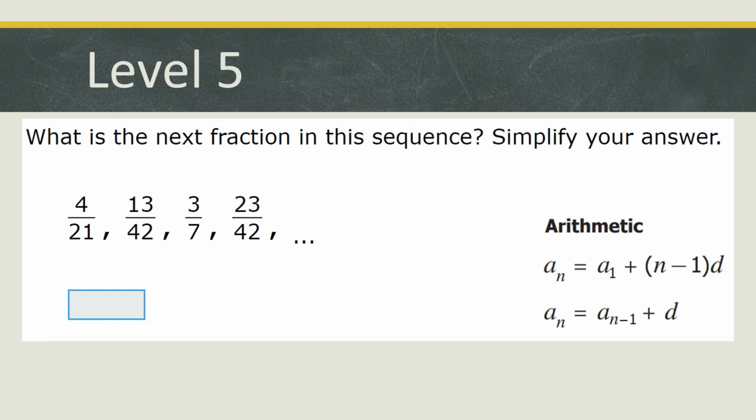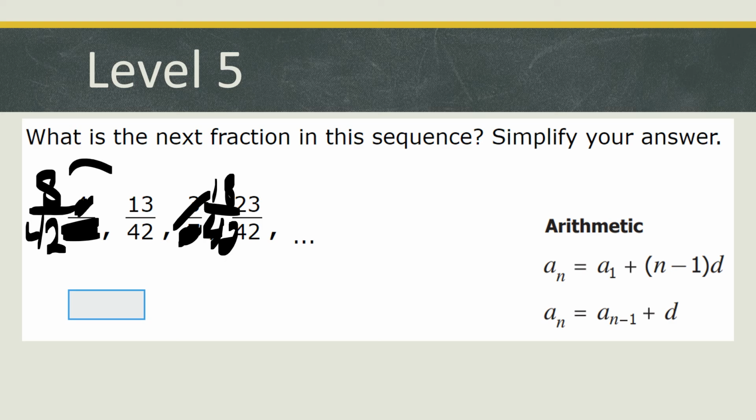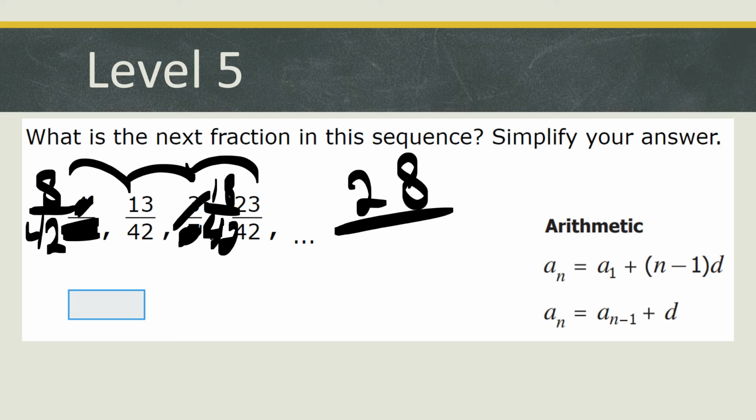Here's another one with fractions. Again, you're going to notice that they're not common denominators, so I'm going to get them all to be a 42 on the bottom. So that means I'm going to make that, instead of a 21, I'm going to make it a 42, but that means on the top it's 8. This 3 over 7, what do I need to multiply by? Well, I need to multiply by 6 to make it 42. So I'm going to say 42, and on the top, it's going to be 18. So I go from 8 to 13 to 18 to 23. So I'm going up 5 each time. So I'm going to go up 5 more, and I get 28 over 42.